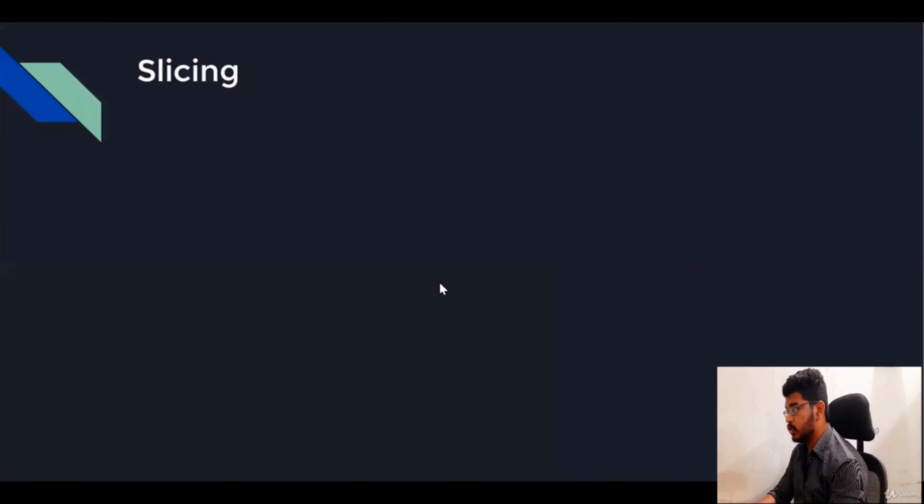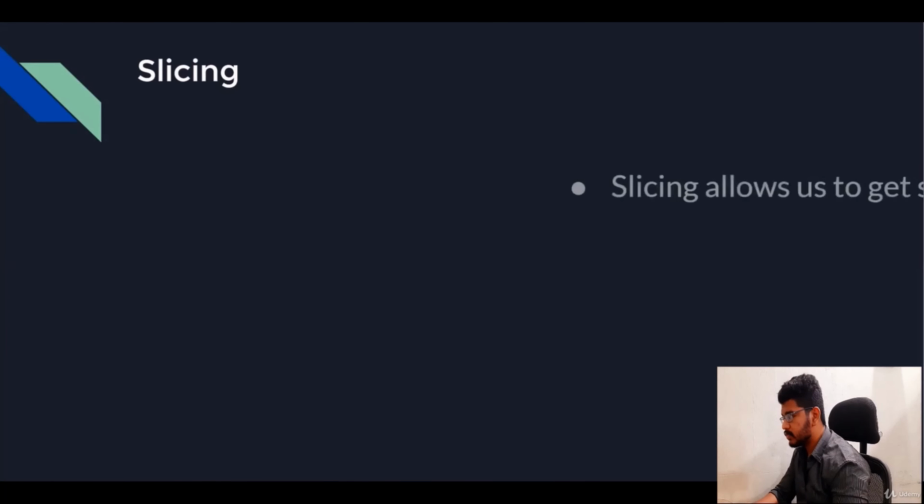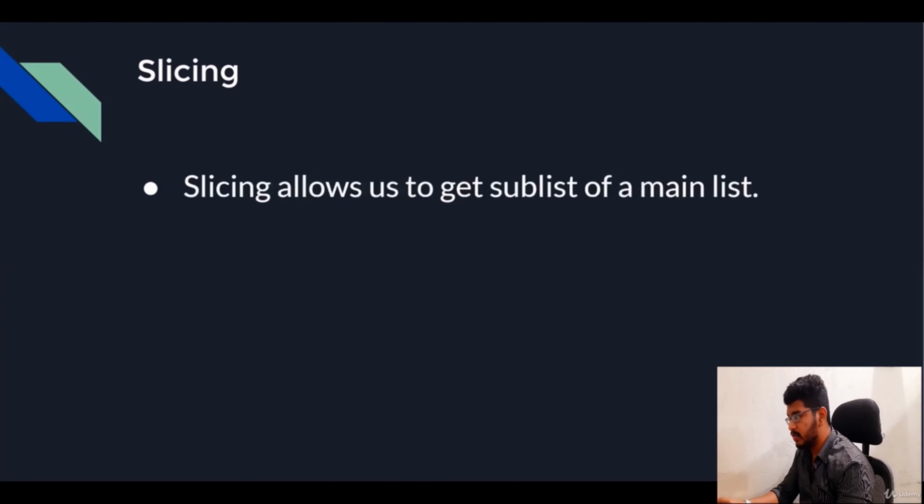So here in this video, I'll tell you about slicing. What is slicing? When you do a slicing, we can get a sublist of a list. Like in the previous video, we have a main list. We can access particular elements in a list using indexing, as I said. If you want a sublist of particular elements instead of one element or the complete list, we can use this slicing. So slicing allows us to get a sublist of a main list.